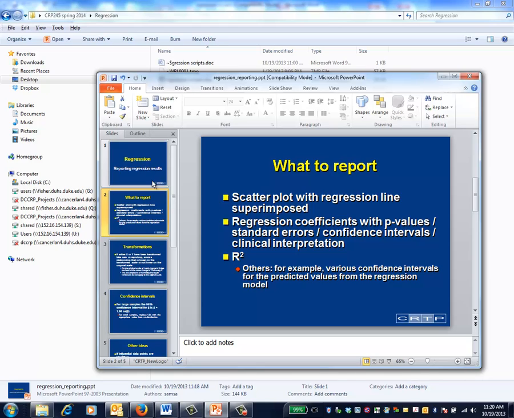The model R-squared provides a quantitative assessment of model fit. There are also some additional elements that are reported less frequently, for example, confidence intervals that apply to all the x values simultaneously. These other reporting options won't be discussed here.